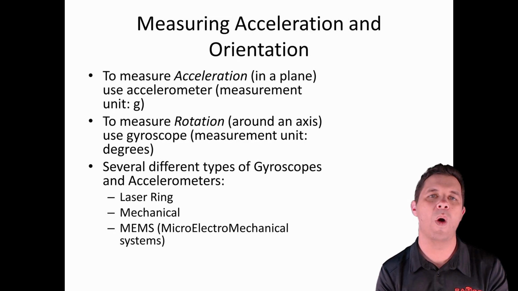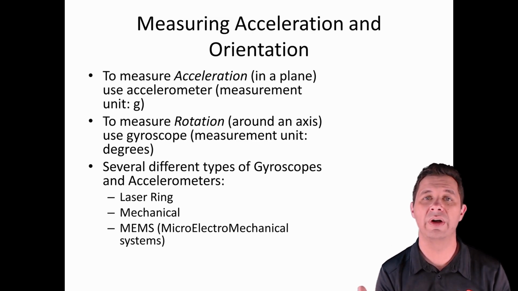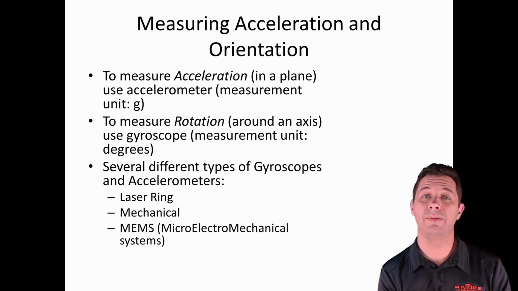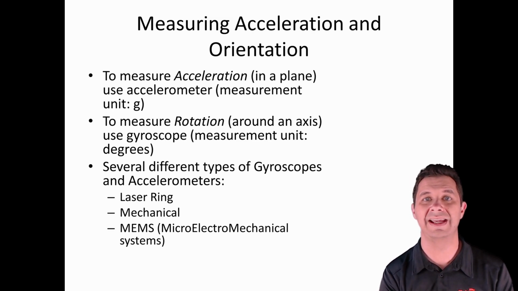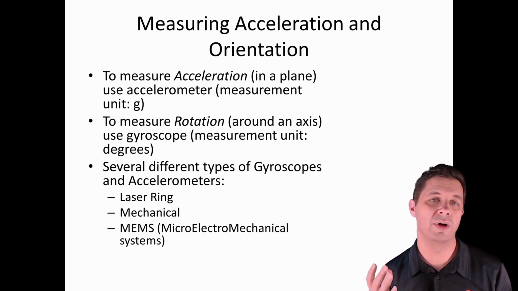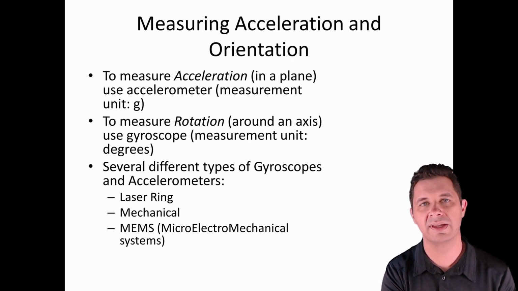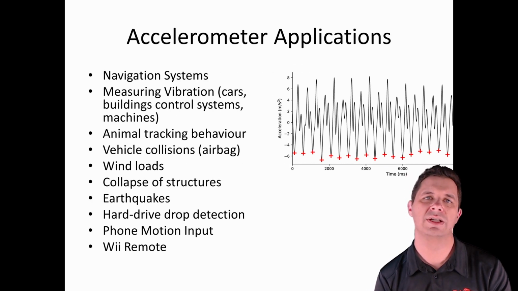Now, there are several different ways that we can implement these gyroscopes and accelerometers: laser ones, mechanical ones, or MEMS ones. We'll focus on the MEMS ones. They're the lowest cost ones, and they're widely used in everything from small inertial navigation systems to even mobile phones. We'll talk about accelerometer applications first.